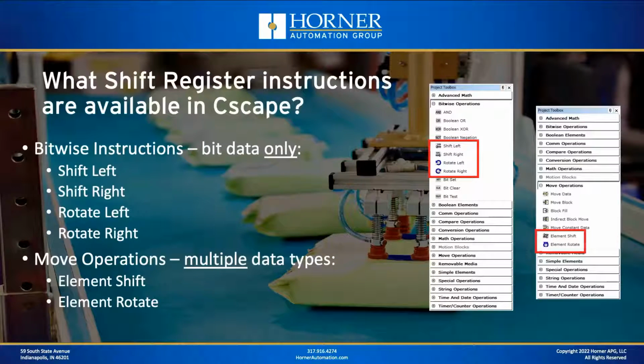What shift register instructions are available in Cscape? Well, let's start with Bitwise Instructions. Over there to the right, I'm showing you the Cscape project toolbox, which is where you can find the different categories and all the different instructions when you're programming either in ladder logic or in variable-based ladder logic. Under Bitwise operations, we have 4 instructions that fit under today's topic. Those are shift left, shift right, rotate left, and rotate right. We'll cover those in great detail here in a moment.